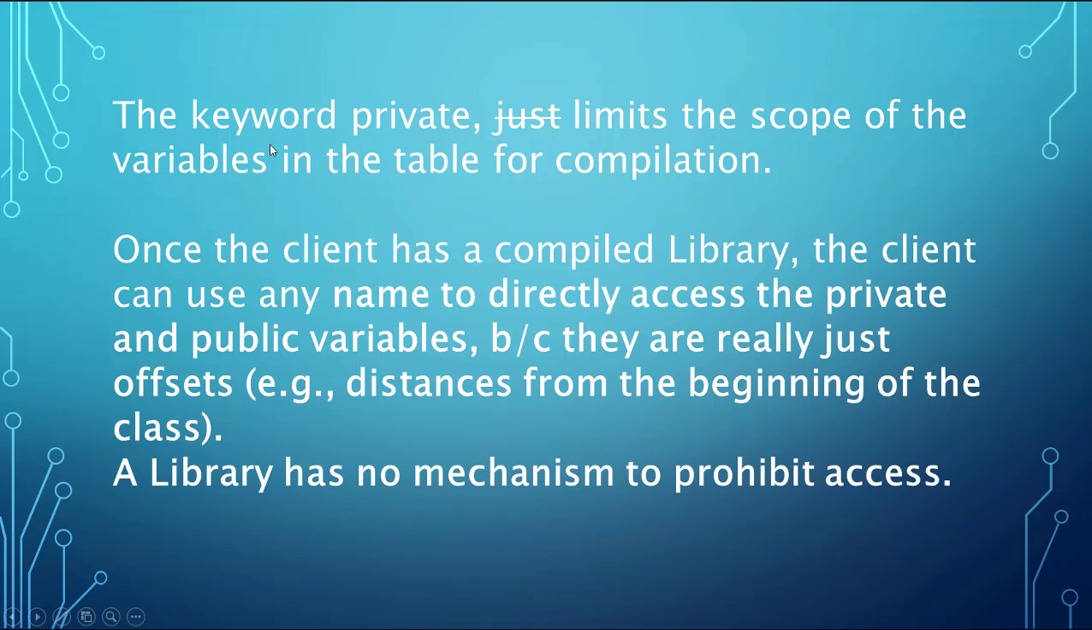When you program and use a keyword like private, it limits the scope of variables for compilation. That's for the compiler to compile things correctly, not for mistakes downstream. That is, once you have the library, the client doesn't care what the name is. It just accesses things by type. That is, everything's just an offset, the distance from the beginning of the class. A library cannot stop you from accessing anything inside it. They're hackable.